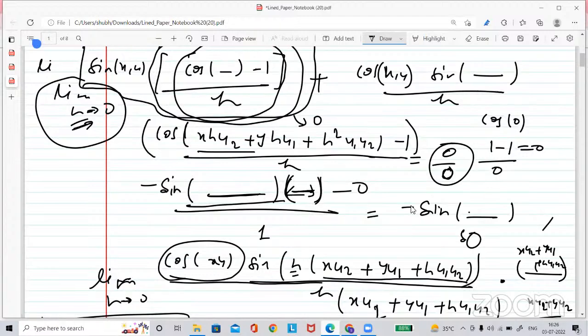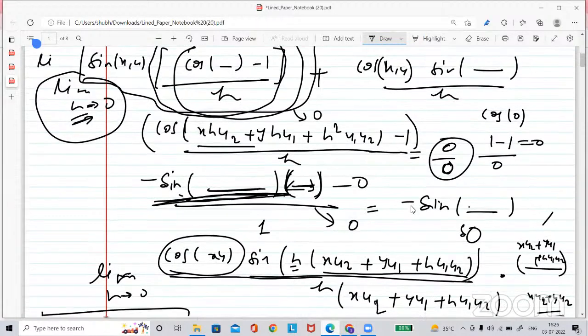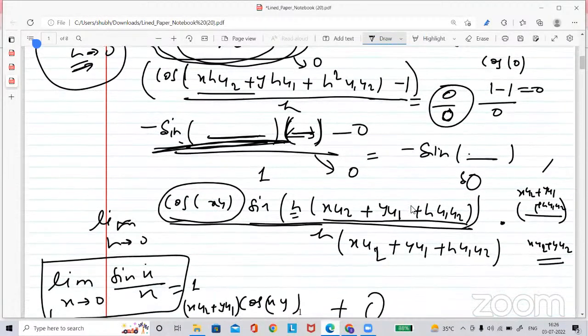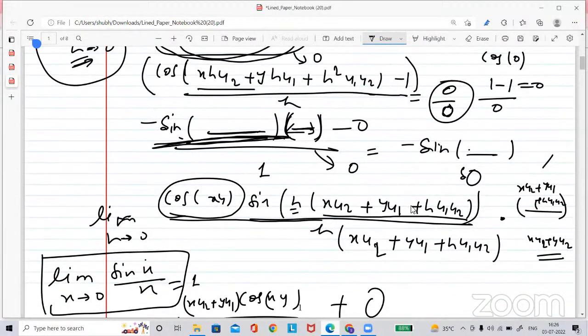So still the answer, this limit, will be 0, right? Yeah. Okay, because of this sign. So 0 by 1 we conclude as 0, and then that is where it stops, is it? Yes. And then we go for the next term, that is the cos xy.